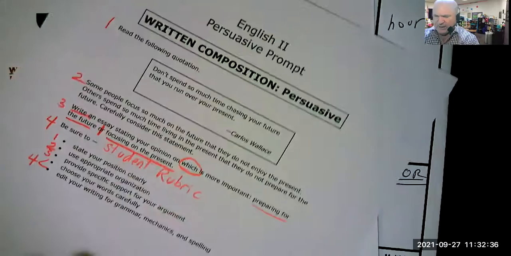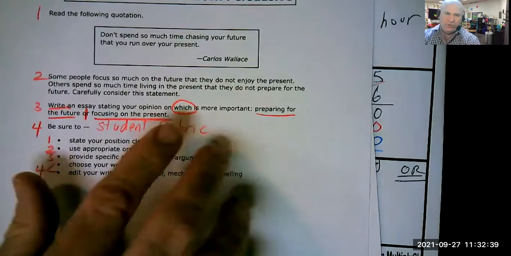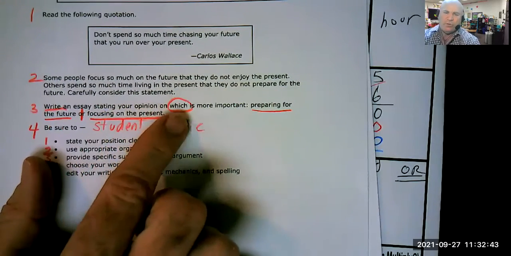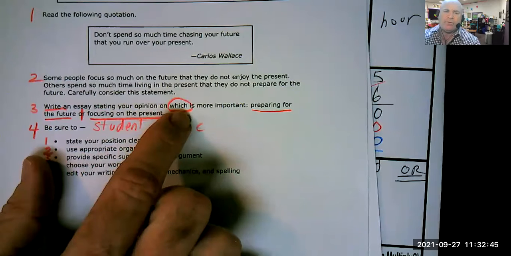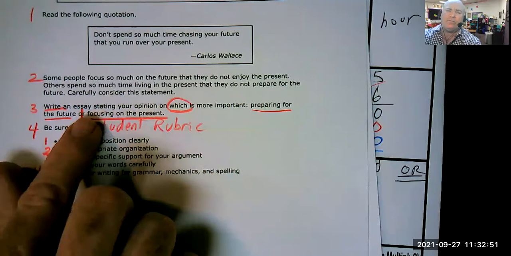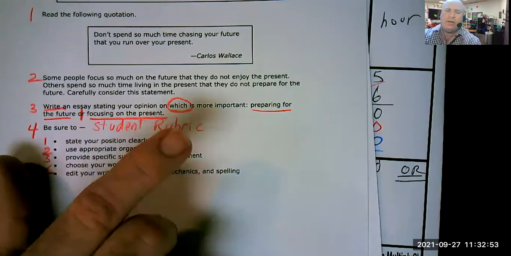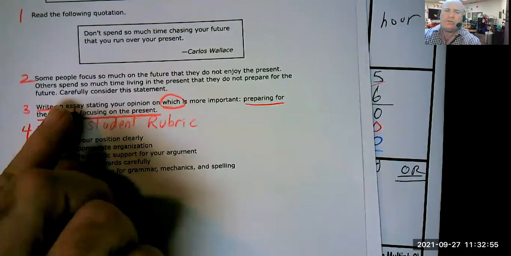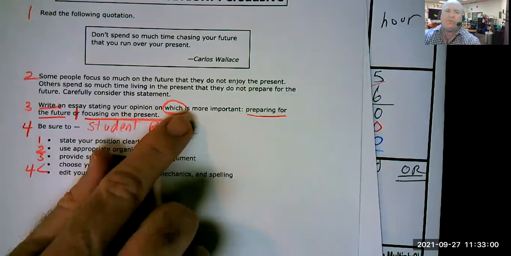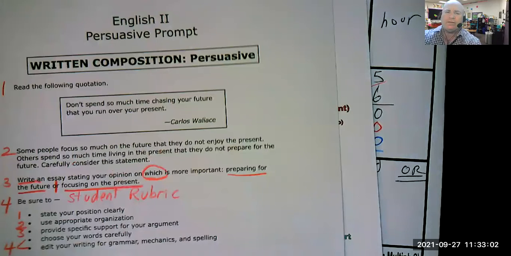But on this one, if you look here, they gave you the choices already. Write about your parent and which is more important, preparing for the future or focusing on the present. And so they've got to give you their position. Pick one. And again, as you notice, it's based on one W. And so that's why that red one is there.